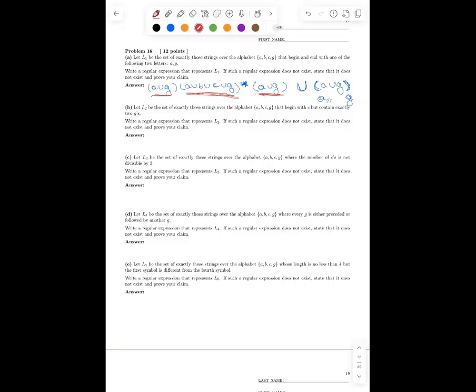Moving on, let L2 be the set of exactly those strings over the alphabet A, B, C, and G that begin with C, but contain exactly two Gs. So first of all, I need to start with C. In between that, I can have A, B, C, or G, or I can have 0.